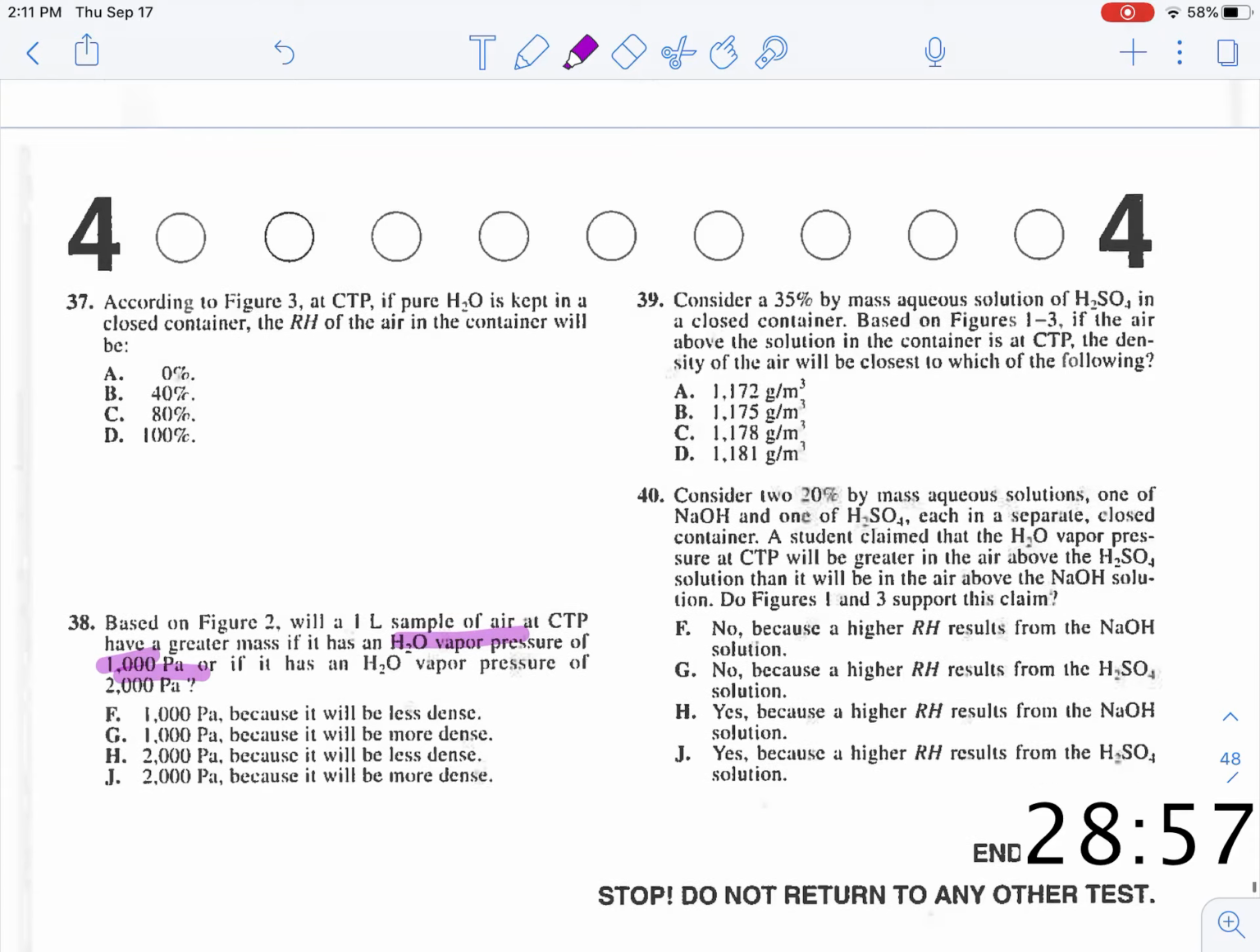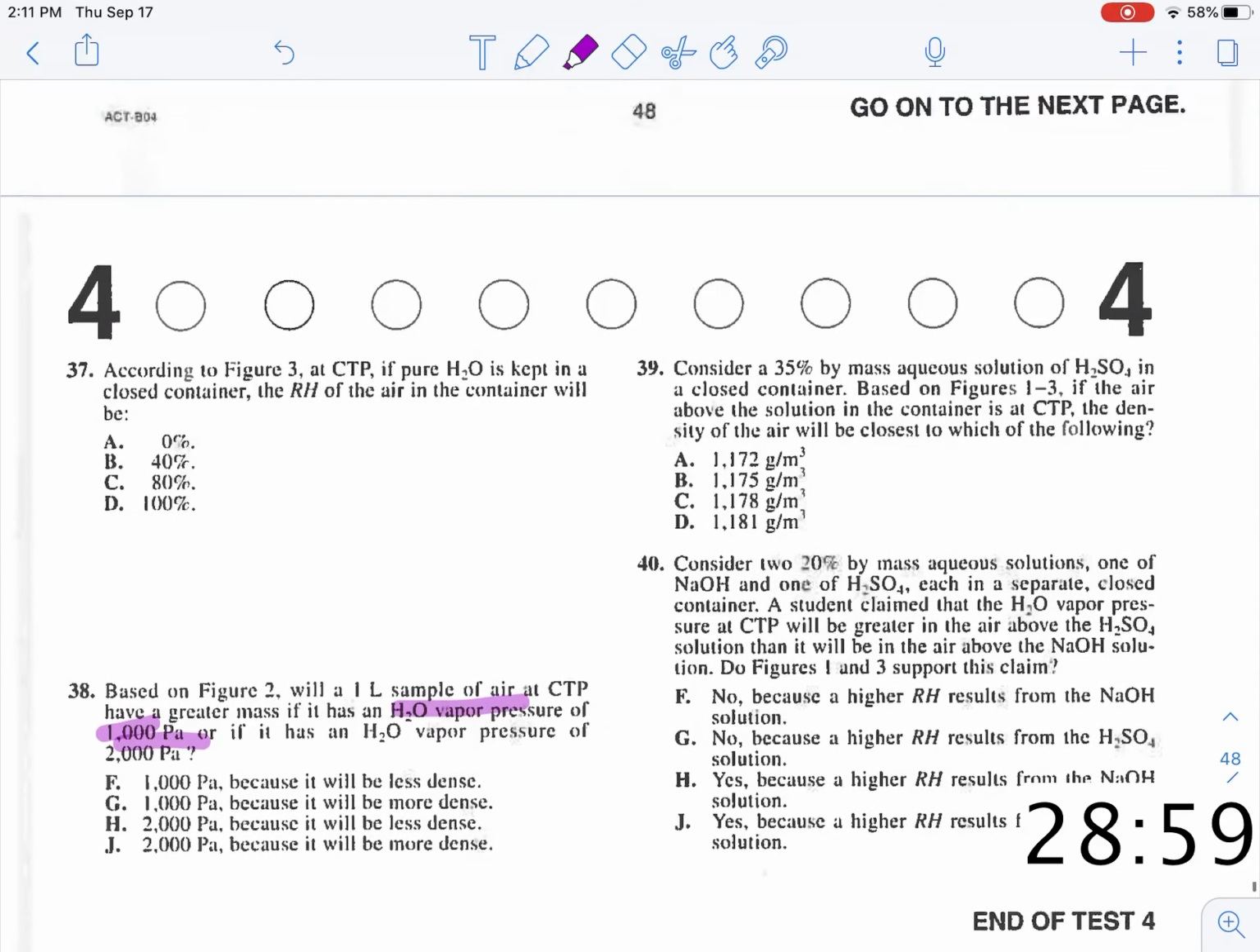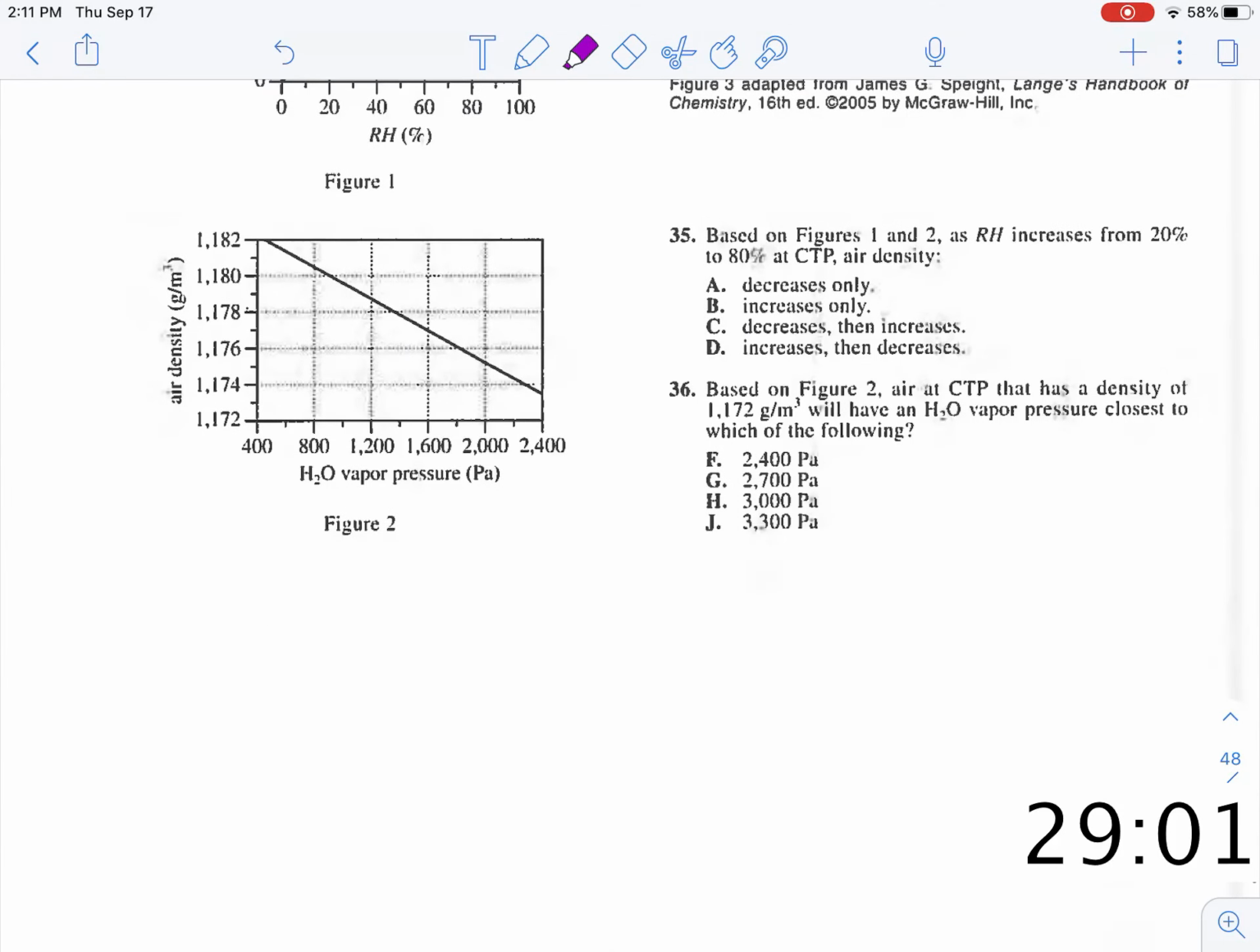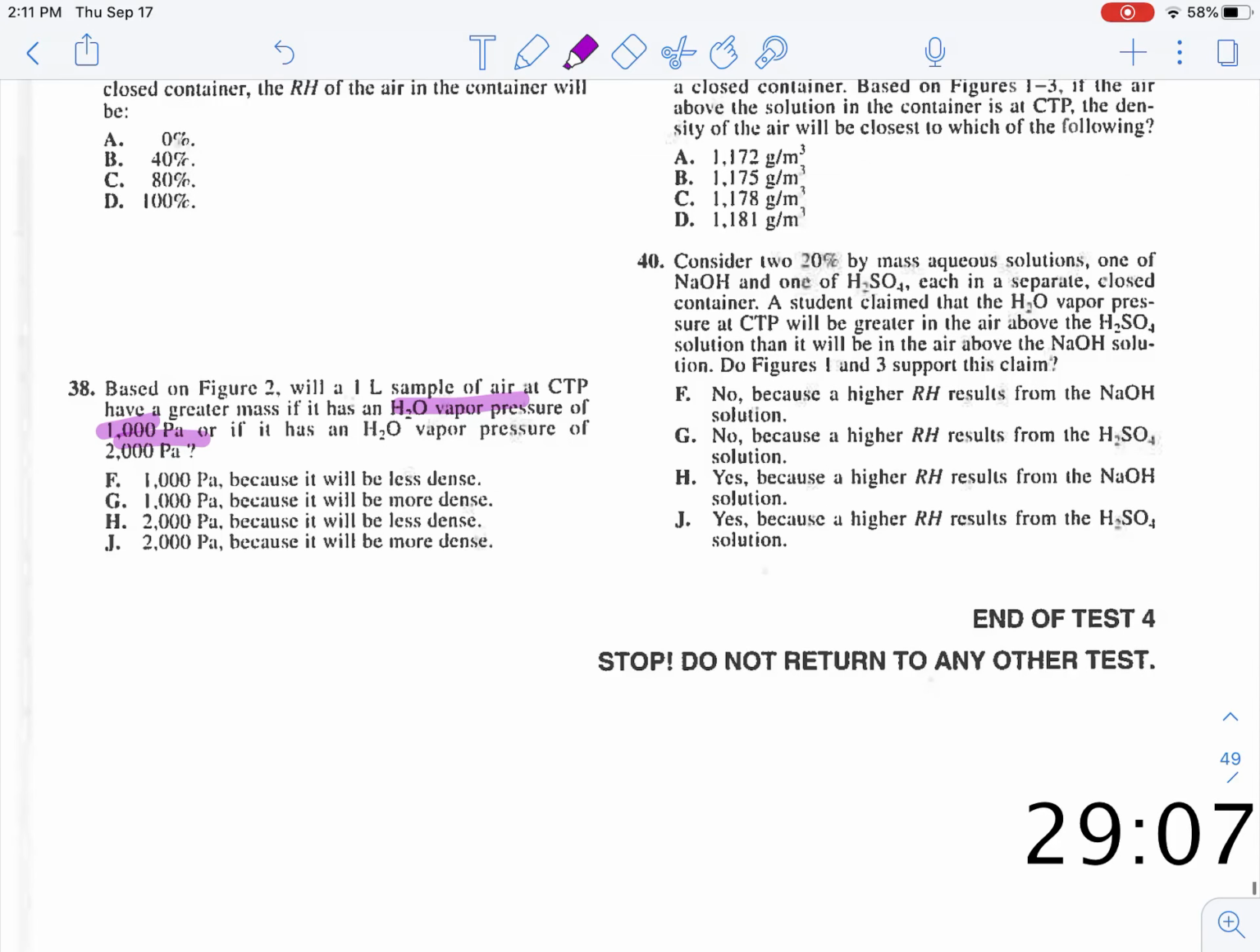What? Oh. Okay, air density. Goodness. It'll be denser if it's 1,000. Yeah, so it's G. Great. Oh wait, that's 38. Whoops. Bubbling in the wrong ones.